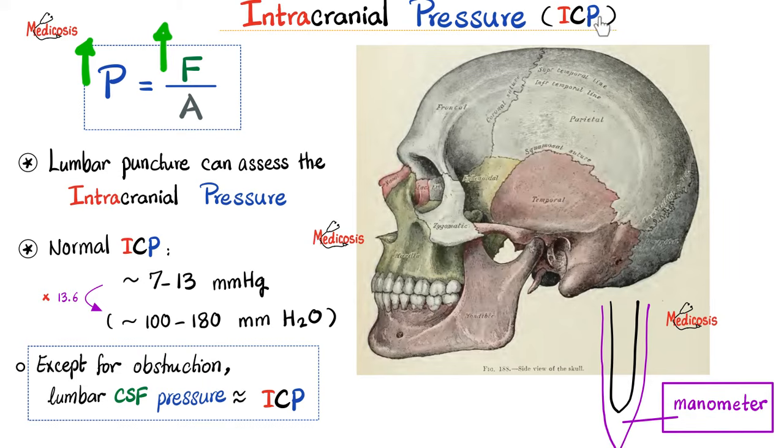What is the normal intracranial pressure? In the human adult, it should be less than 15 millimeters of mercury while supine. So it's about 7 to 13 millimeters of mercury. And since the density of mercury is 13.6 times greater than that of water, if you want to convert millimeters of mercury to millimeters of water, simply multiply by 13.6. Multiply the 7 by 13.6, you get something close to 100. Multiply the 13 by 13.6, you get something closer to 180. So this is roughly accurate.